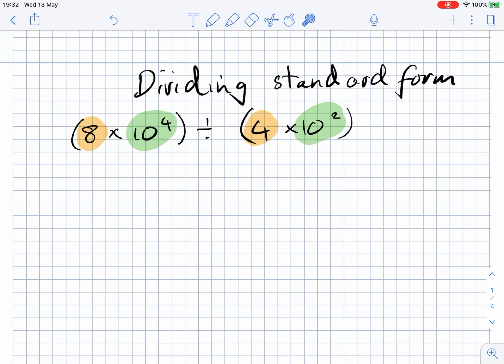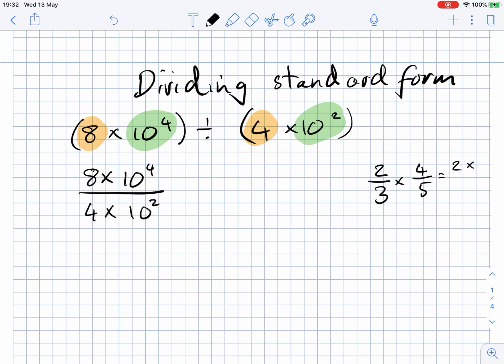So first I want to look at what does division mean to me. Well, I think any division question is really a fractions question. This is the same as writing 8 times 10 to the 4 over 4 times 10 squared. And my next step, in the same way when we multiply fractions, so if I had 2/3 times 4/5, for example, this would equal 2 times 4 over 3 times 5. I can break it up in the other way.